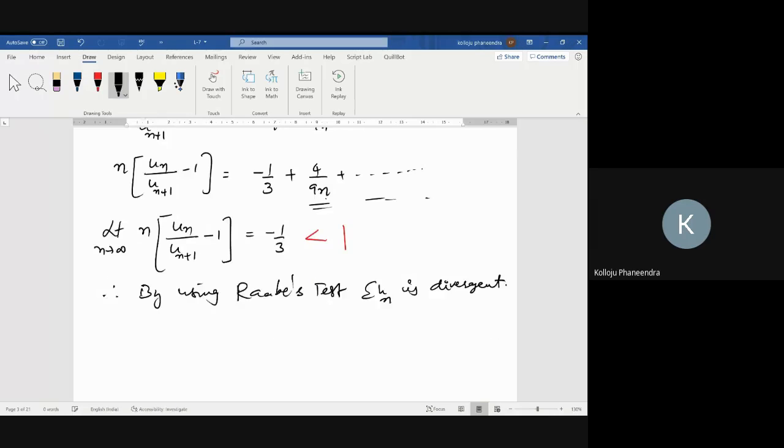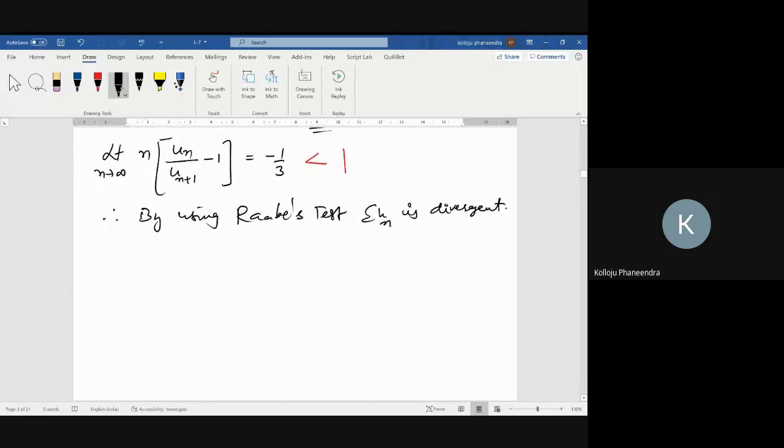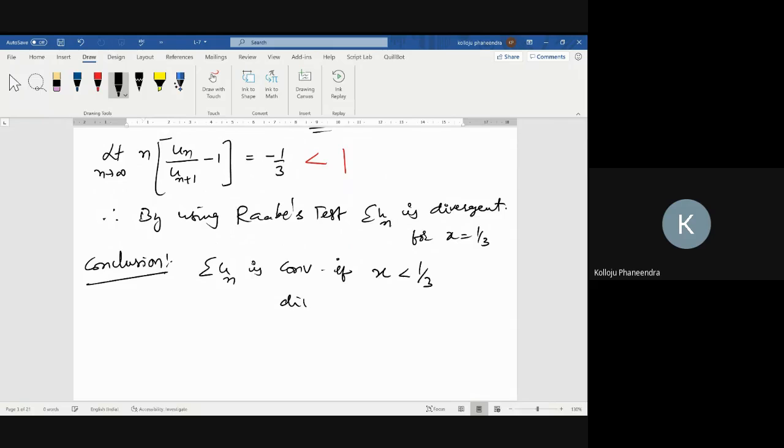So final conclusion, divergent for what? For x equal to 1 by 3. So finally, conclusion, sigma un is convergent if, what is that? x, I think, less than 1 by 3, and divergent if x greater than or equal to 1 by 3.